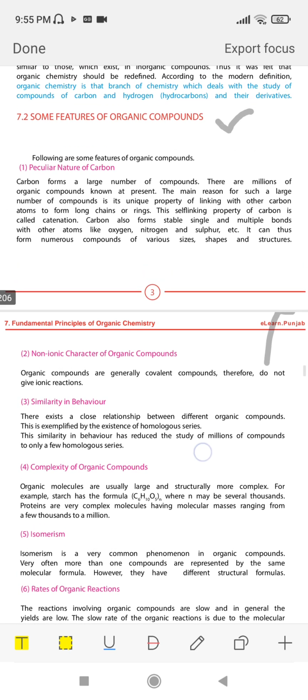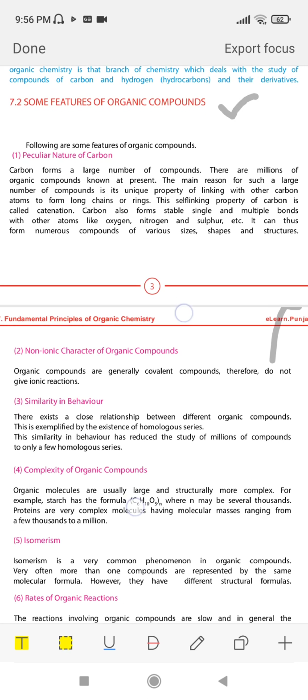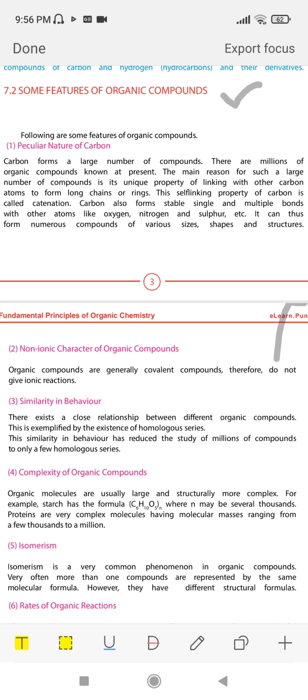The first one is the peculiar nature of carbon. Carbon forms a large number of compounds. There are millions of organic compounds known at present. The main reason for such a large number of compounds is its unique property of linking with other carbon atoms to form long chains or rings. This special behavior of carbon is why we know of millions of organic compounds today.